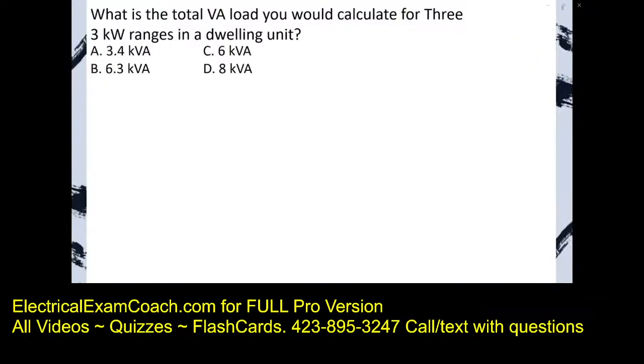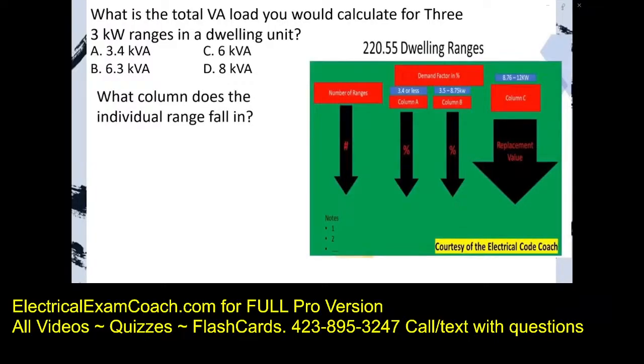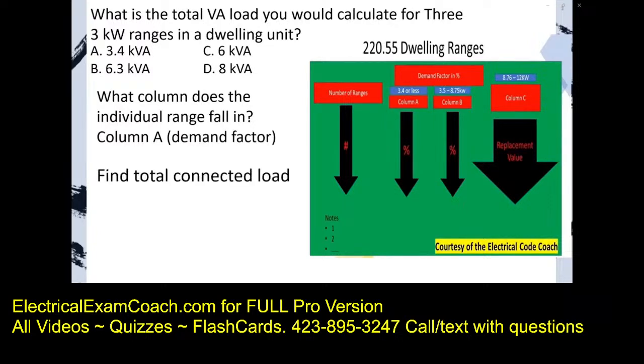What is the total VA load you would calculate for 3 kW ranges in a dwelling unit? First question we're going to ask is, what column does our individual range fall in? Well, ours is going to fall into column A because the individual range is 3 kW. So we know that we're going to be doing a demand factor. Now we can start from the beginning. First, find our total connected load. We take our 3 multiplied by 3 kW, and that equals 9 kW.